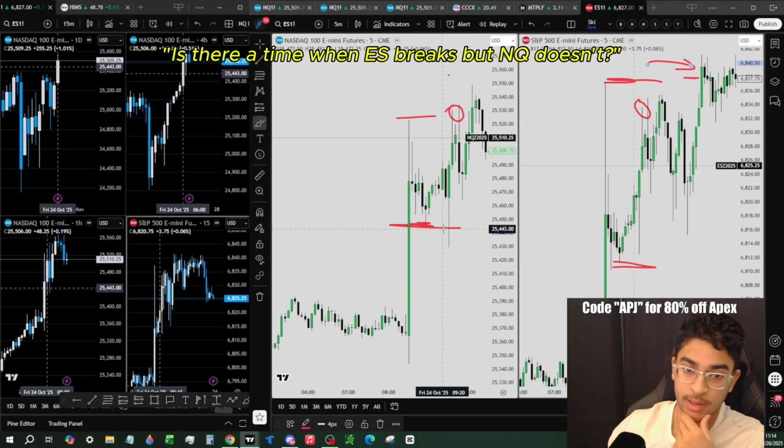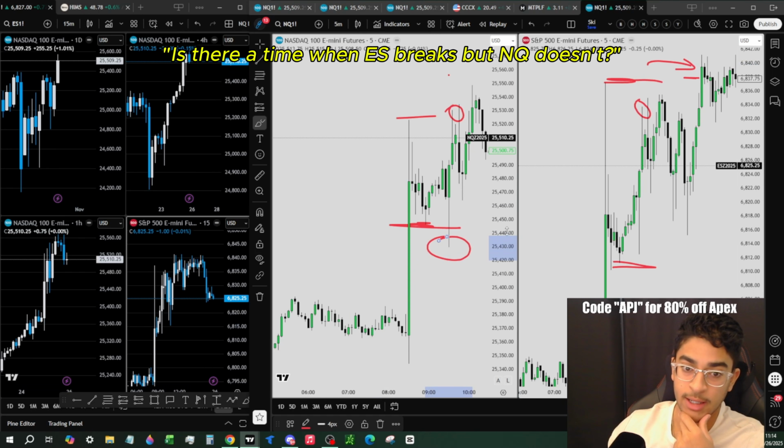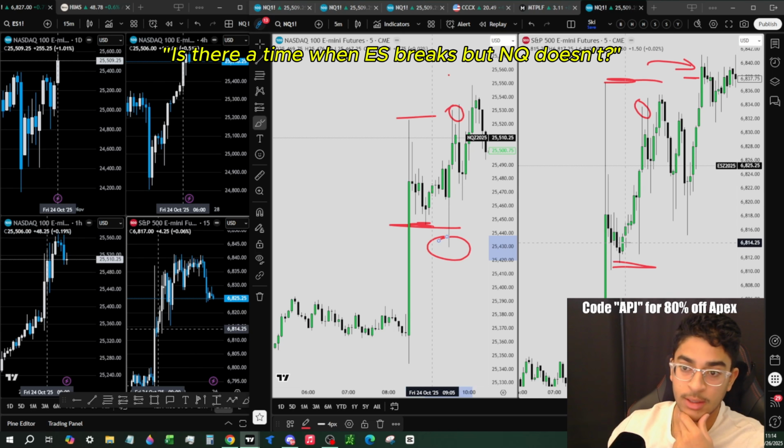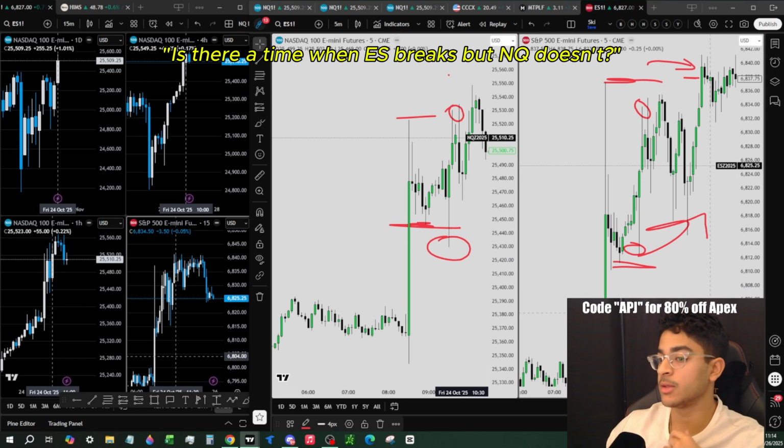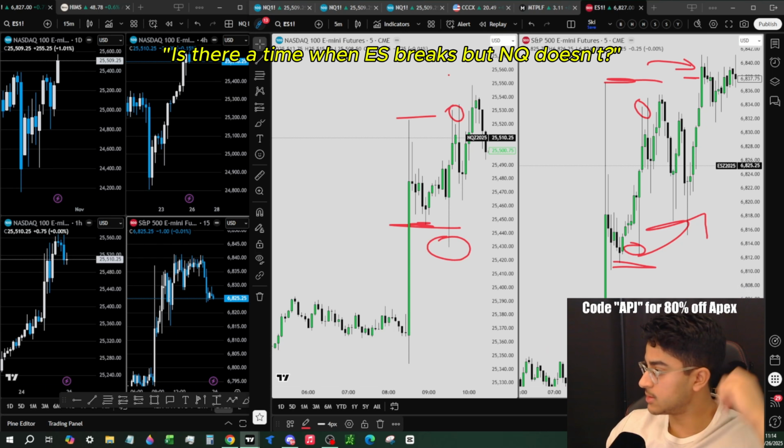And same thing down here at the lows, right? NQ swept this low, tapped into a fresh 15-minute gap at 9:30, right at the open. ES did not do that. It actually never came back down there. So that's the difference in the indices.